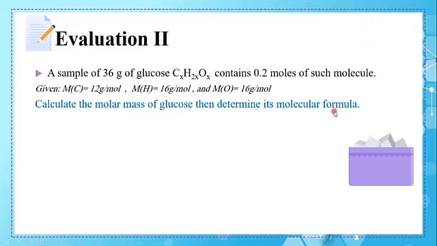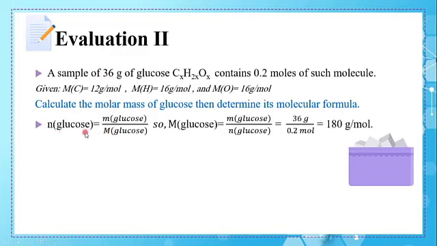Let's solve the first part of the question, which is to calculate the molar mass of glucose. You are given the number of moles of glucose, which is 0.2 moles, as well as the mass of the glucose sample, which is 36 grams. Now, using the relation number of moles of glucose equal to the mass of glucose over the molar mass of glucose, we can say that the molar mass of glucose is equal to the mass over the number of moles. Substitute the numbers, 36 over 0.2, the answer is 180 grams per mole.